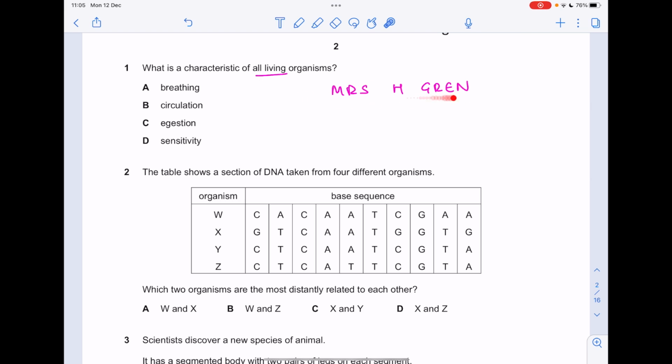So, have I mentioned any of these words just then? Yes, I mentioned sensitivity, which is why that is the answer.